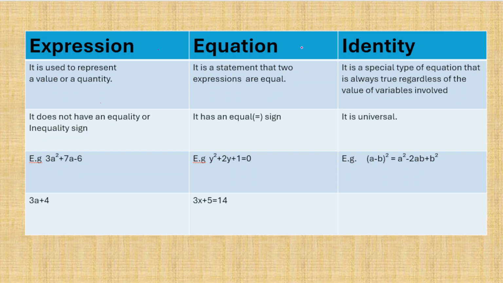What is expression, equation and identity? An expression is used to represent a value or a quantity. It does not have an equality or inequality sign. It is single by itself. You don't have anything else. You are saying 3a square plus 7a minus 6, a combination of terms. This is simply your expression. It can be in any form.